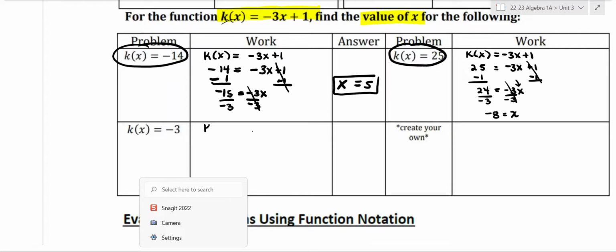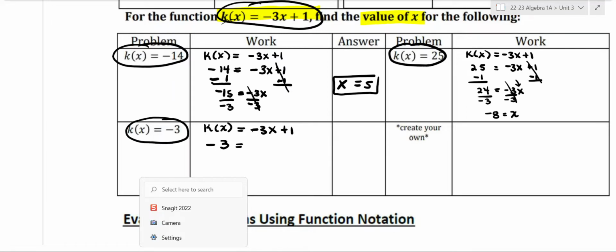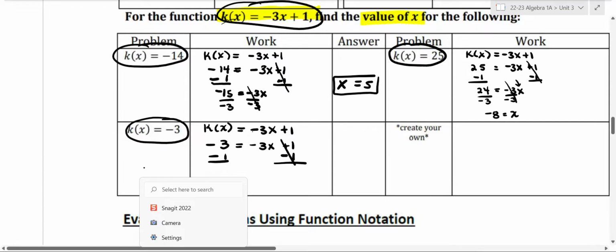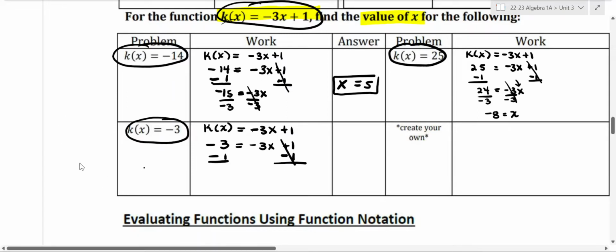That k of x is equal to negative, the function is equal to negative 3x plus 1. All right. We're also given that k of x is negative 3, so negative 3 is equal to negative 3x plus 1. The constant is plus 1, so we subtract 1 on both sides. We have that negative 4.